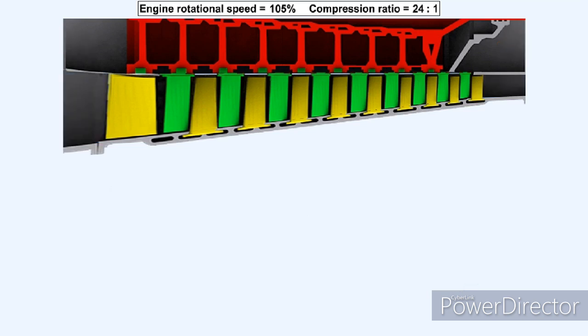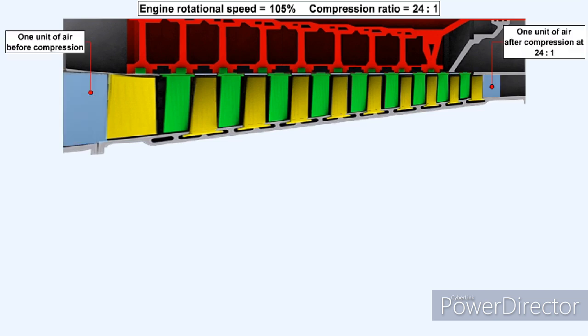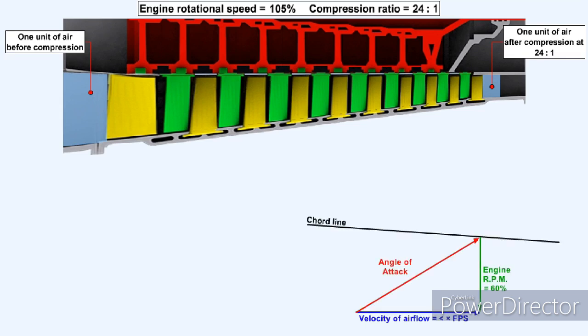If, on the other hand, the engine is allowed to rotate faster than its design maximum, then its compression ratio will increase accordingly. In this case, the engine is operating at 105% of its optimum figure, and the compression ratio has increased to 24:1. The volume of the one unit of air entering the compressor will reduce further than it would at 100% RPM, because the compression ratio is now 24:1. To get through the compressor in the same amount of time it took when it was compressed at a 22:1 ratio, the decreased volume of air will be moving slower.